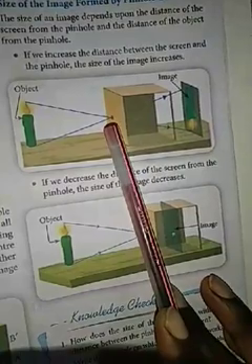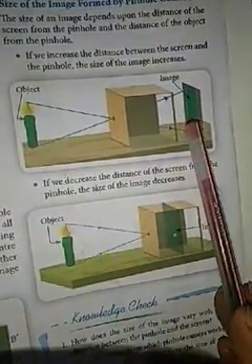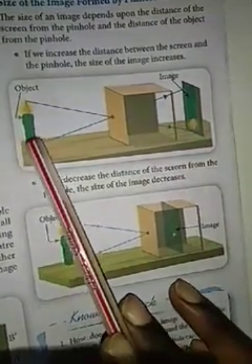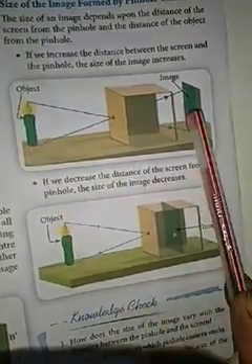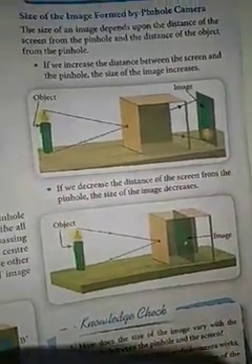When the distance between the pinhole and the screen is increased, the size of the image increases. You see, the size of the image is larger than the size of the object. This is the object and this is the image. The size of the image is larger than the size of the object.